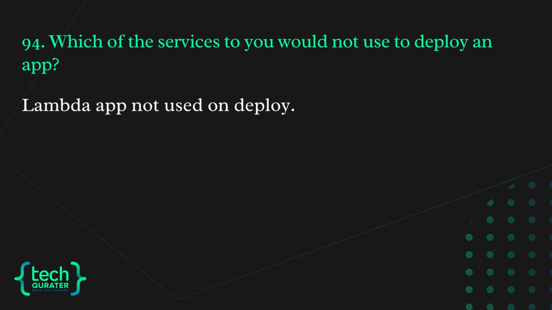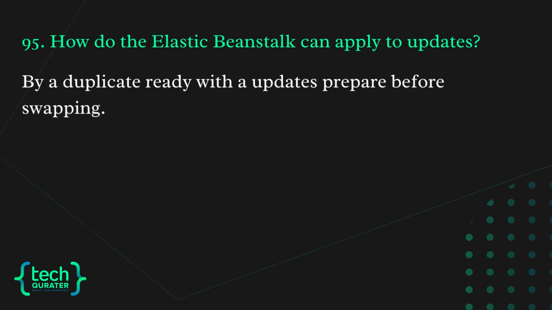Which of the services would you not use to deploy an app? Lambda is not used to deploy an app. How can Elastic Beanstalk apply updates? By a duplicate ready with the updates prepared before swapping.